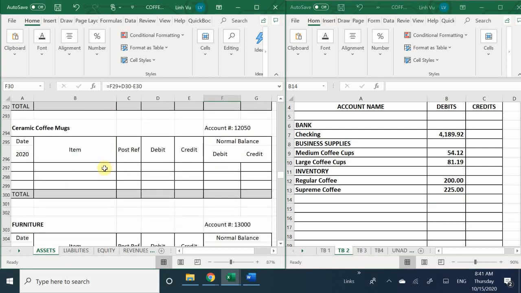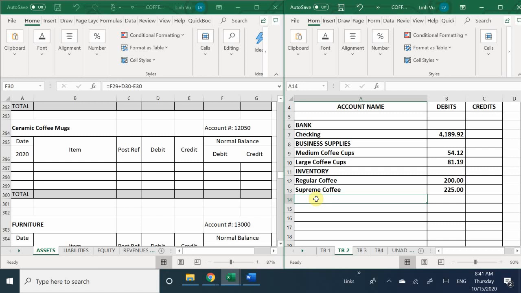Now the next account is going to be my ceramic coffee mugs. Why don't I have anything in here? Anybody? The general ledger may have a zero balance. I haven't looked, but maybe it doesn't have a balance. Or maybe I put up the wrong form.